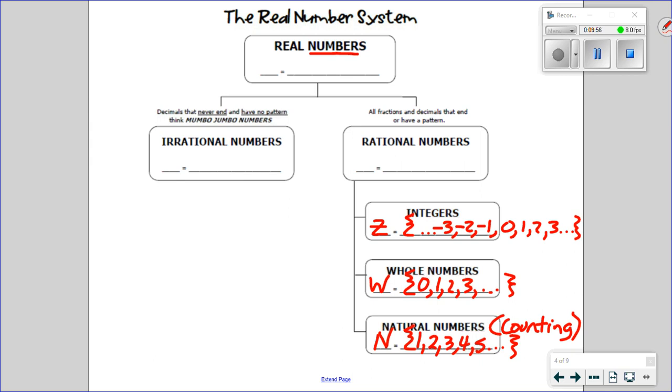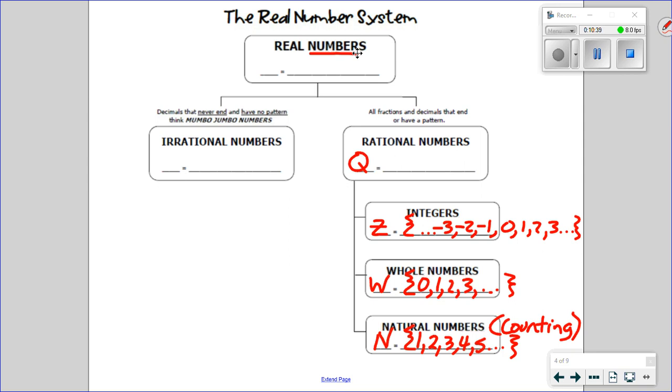Okay, now notice that natural numbers, whole numbers, and integers are all under the subset of rational numbers, because all of these subsets of numbers are considered rational numbers. Now, what do we mean by rational numbers? Rational numbers are numbers that can be written as a fraction, okay? Because rational numbers can be written as a fraction, we use a Q for this subset of numbers. Q meaning quotient, because a fraction bar means to divide.